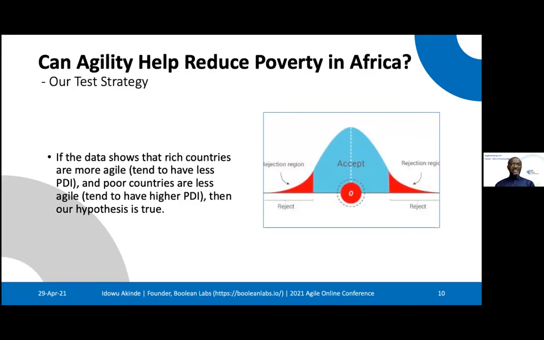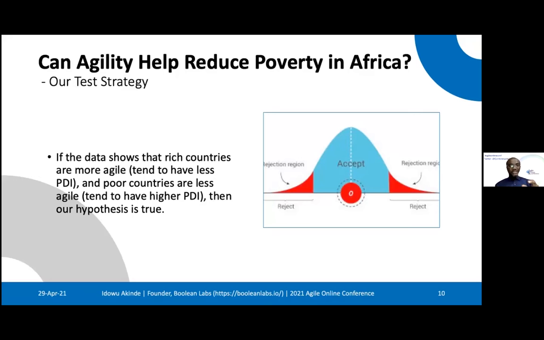Essentially, our expectation is that if we find data that shows that rich countries are more agile, in other words, rich countries show a higher degree of agility. Again, in other words, rich countries tend to have low PDI scores. Remember, PDI stands for power distance index. And power distance is defined as the relative ease for subordinates to speak to authorities, to speak to their superiors without fear of retaliation or negative consequences.